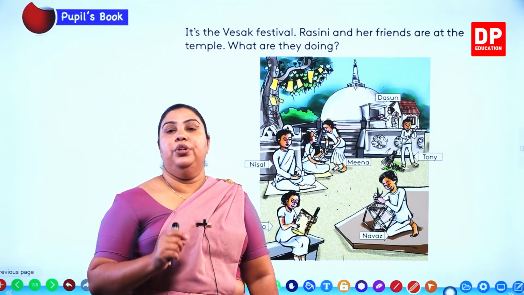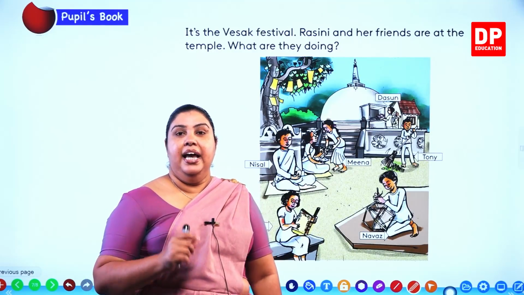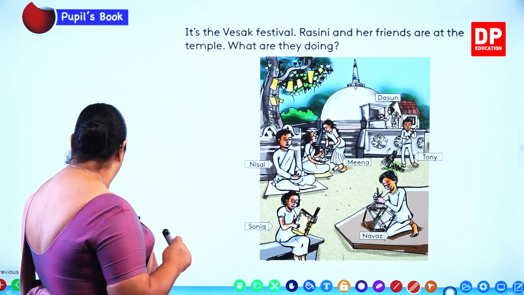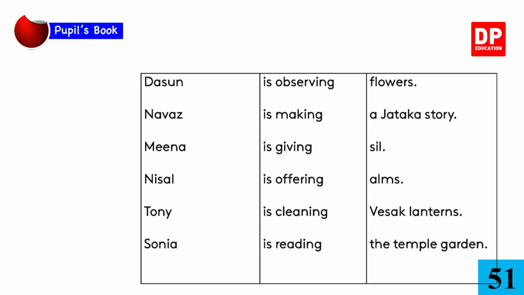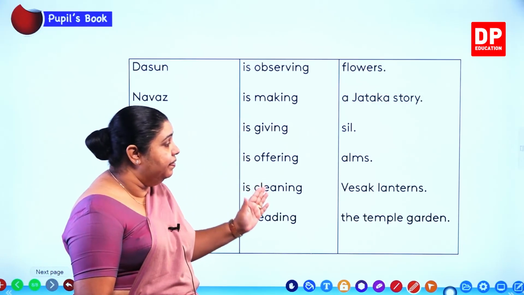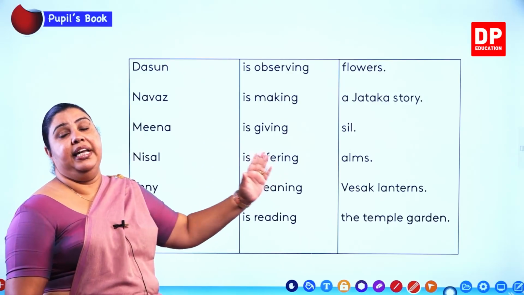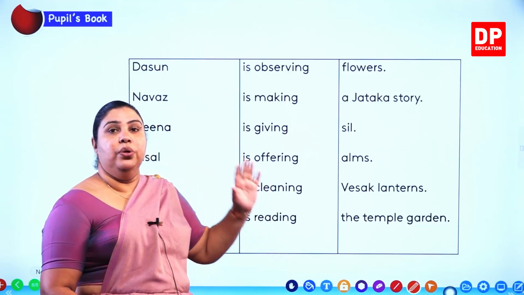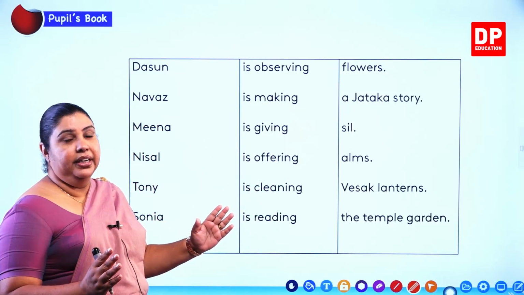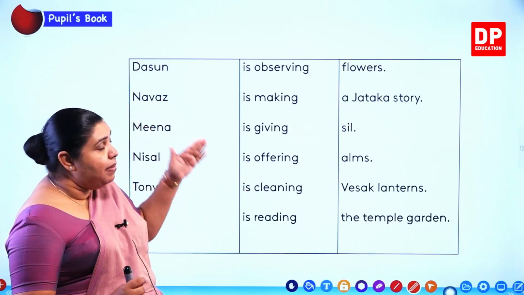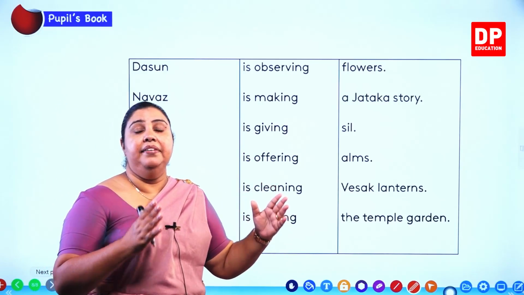So now we are going to move on to our next slide and we will see what we have to do there. Okay, now we have to match the names of our little friends. Their names are here. Then we have the verb and what they are doing. They are not in the correct order, right? But we can match them to exactly what they are doing.